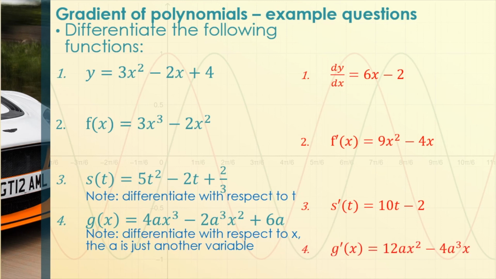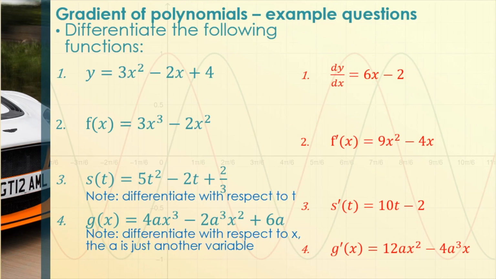Question 4. The answer is g dash of x is equal to 12ax squared minus 4a cubed x. Going through each term, the 4ax cubed, we are only differentiating the x cubed, which becomes 3x squared. Multiply the 3 by the 4, giving us 12, by the a, 12a, so it becomes 12ax squared.